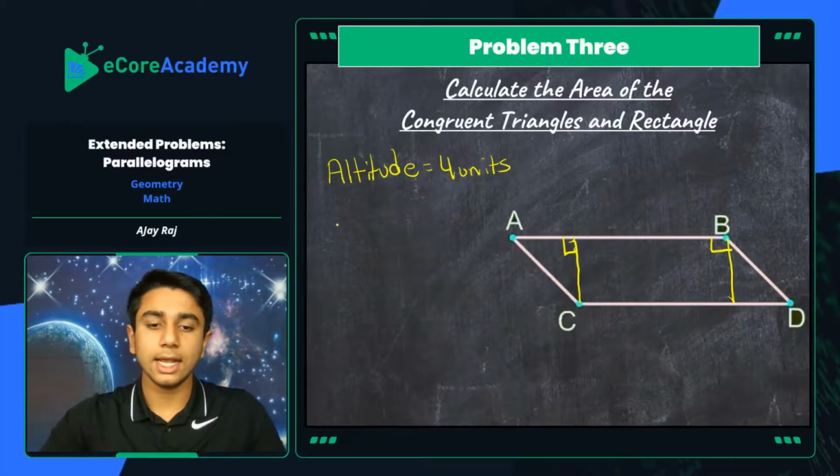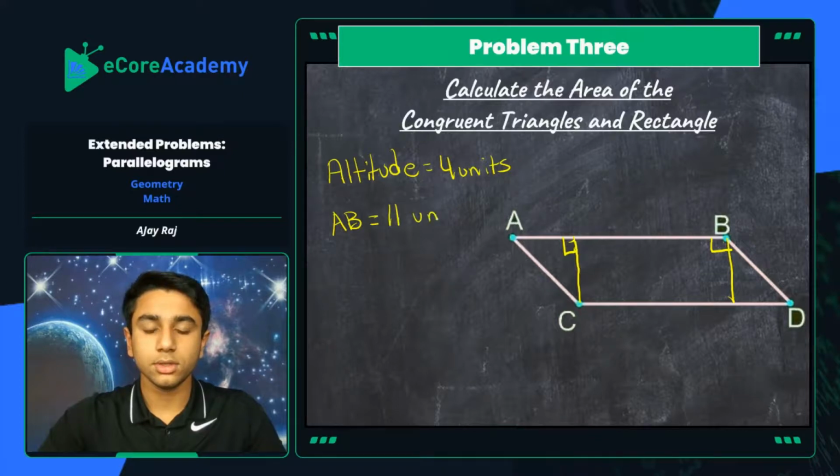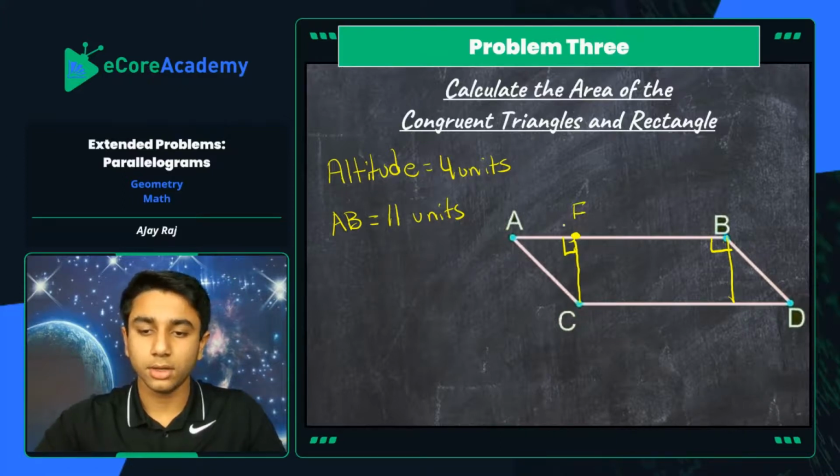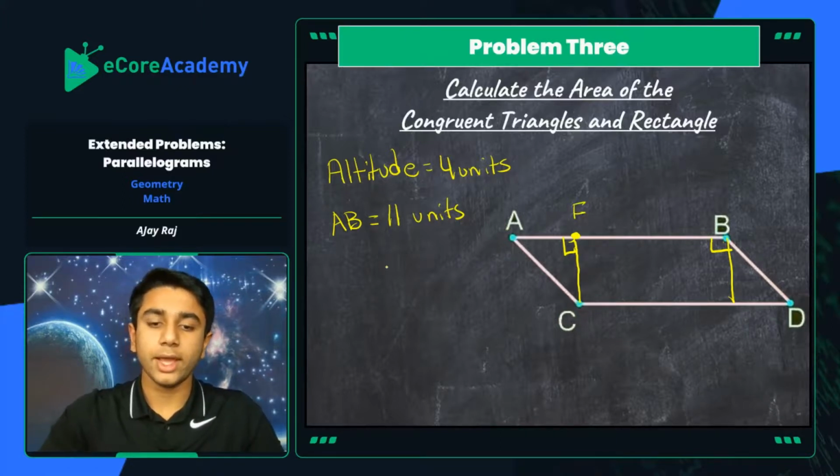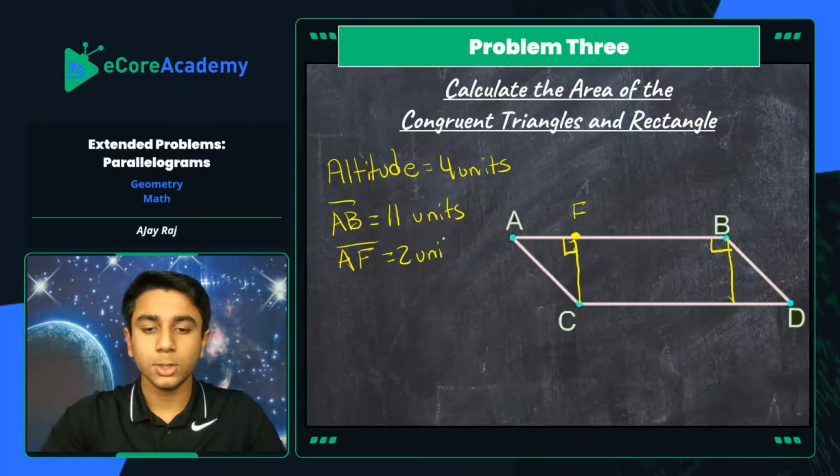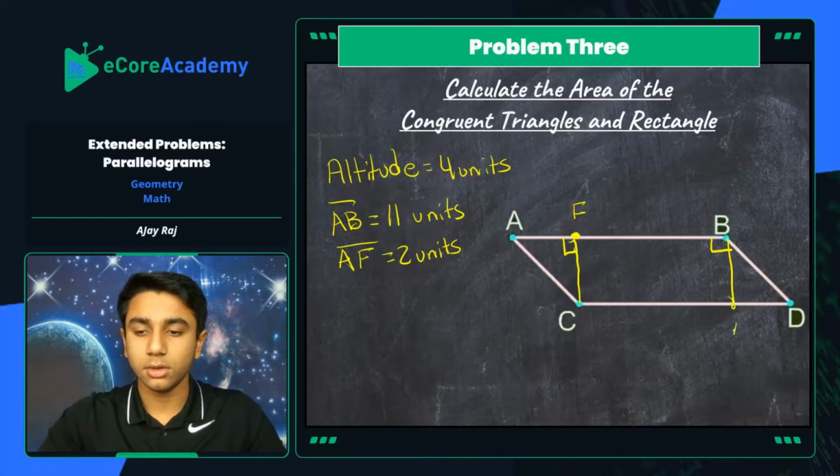we're given that side AB equals 11 units. And then I'm going to make this point right here point F, and let's make this our point B. Okay, so that's our F and point B. And we're given that line AF equals 2 units. We have to calculate what the area of ACF, let's make this E here, BED, and FBEC are. So we're calculating what the area of this triangle is, and then this rectangle.